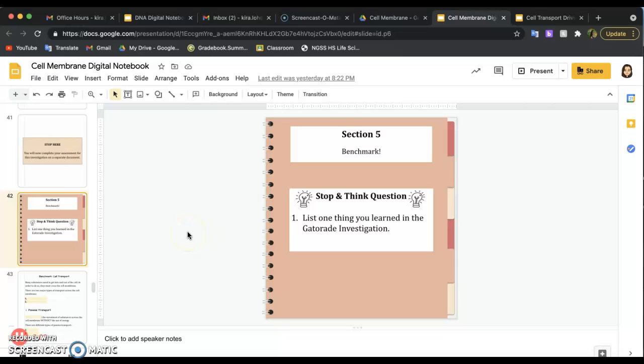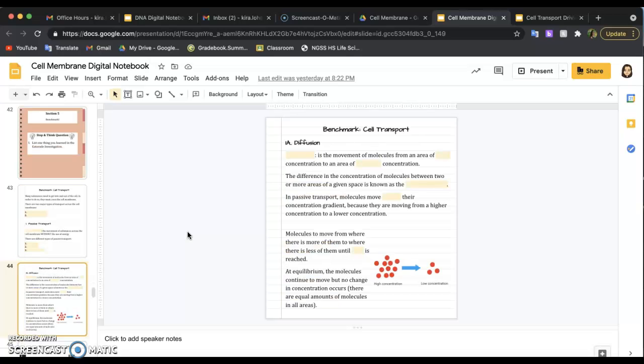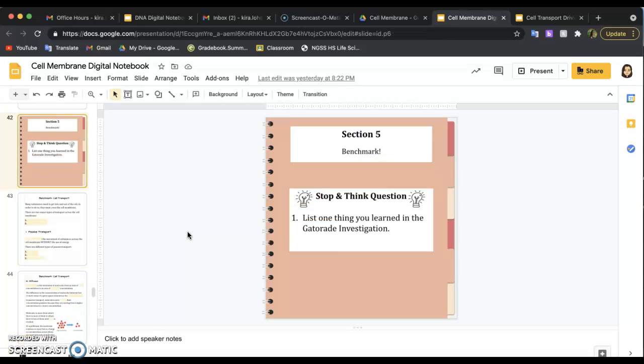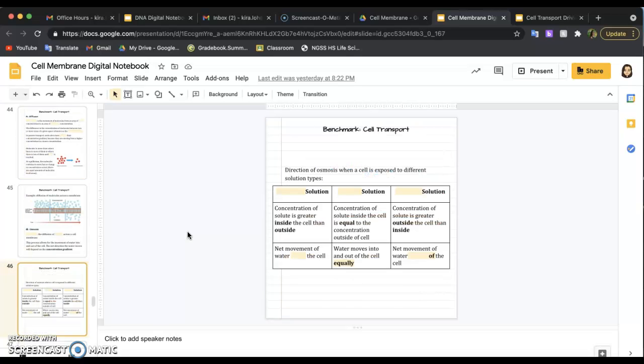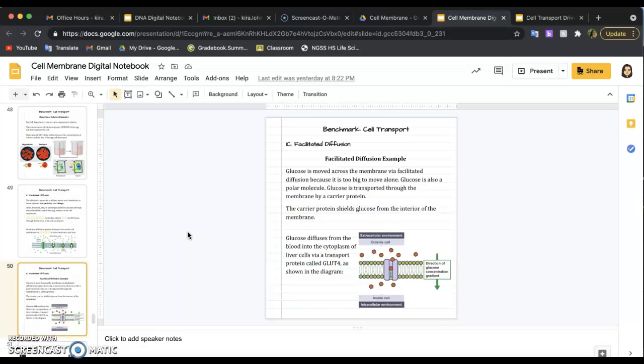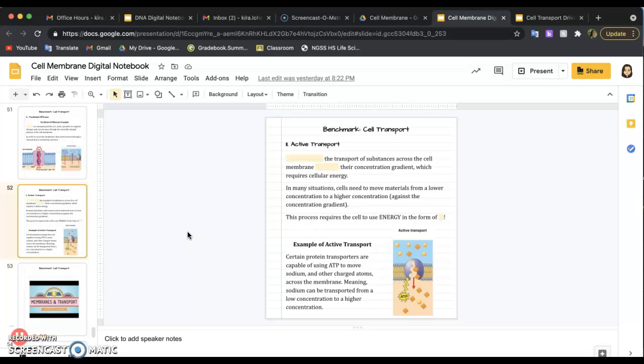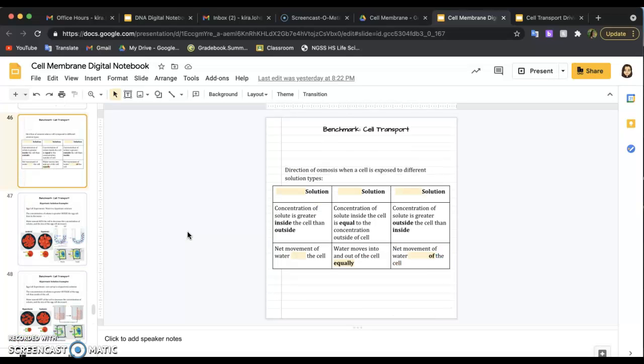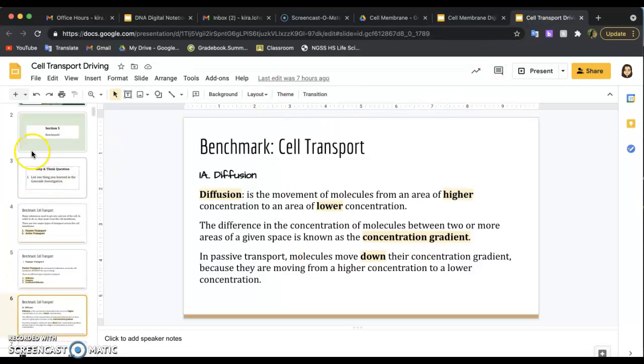Welcome to our lecture about cell transport, and this is the recap of our Gatorade investigation. As I go through the material, make sure you're filling in your virtual notebook that's starting on slide 42 and going all the way to the end until slide 55. This is exactly the same as a note sheet would be, so you're just filling in the terms that are missing and that are highlighted in the virtual notebook. All right, let's get started.